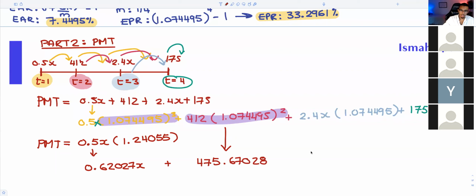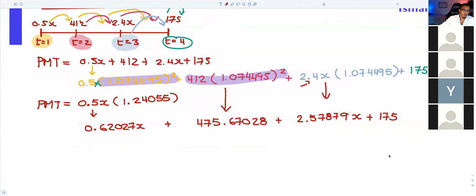And then here, you could kind of simplify it already. It's just 1.074495 times 2.4. So what did you get for this one? Nice. Very well done. Plus 175. Because we're not absolute sociopaths, we could simplify this even more.